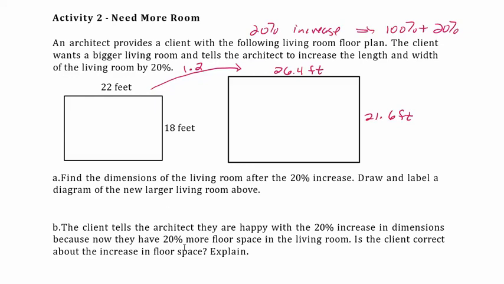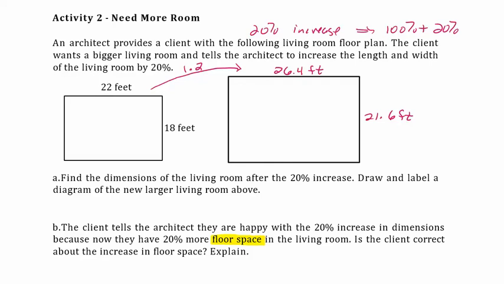The client tells the architect they're happy with the 20% increase in dimensions because now they have 20% more floor space in the living room. Is the client correct about the increase in floor space? Well, to find the increase in floor space, we're going to have to find the area, right? That's the area. Let's find the area of these things. Now, let's think about what we just learned about area.